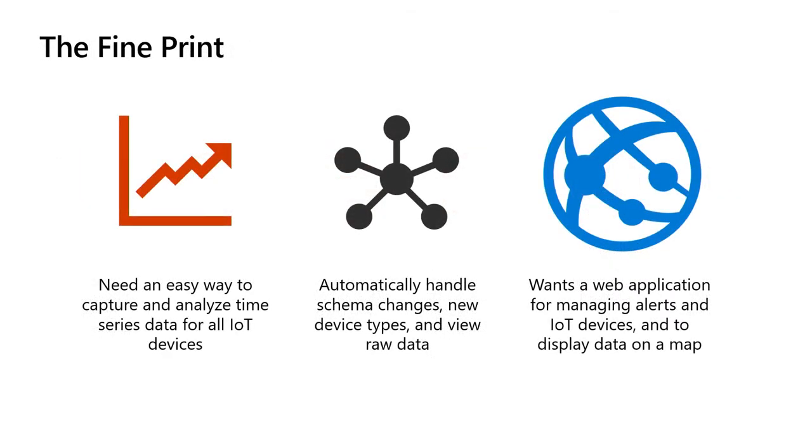So the fine print behind the whole solution is, if you drill down all these requirements and see the key three objectives that they want to achieve, they need an easy way to capture and analyze this time series data for all the IoT devices. So if there are 5,000 buses, 5,000 traffic lights, and the GPS data as well, they need to find an easy way to analyze these.